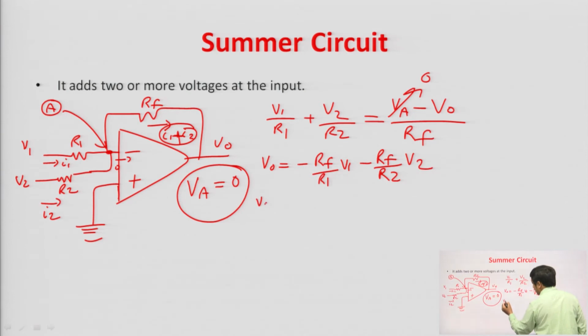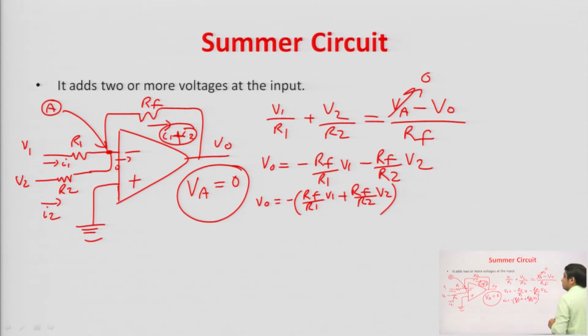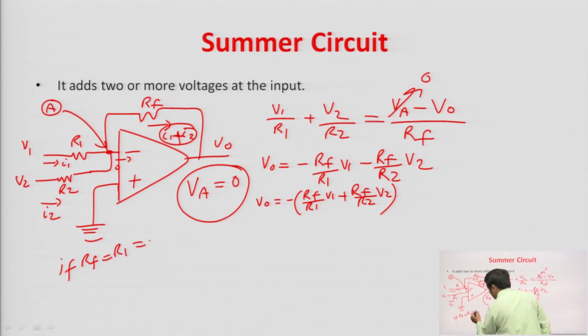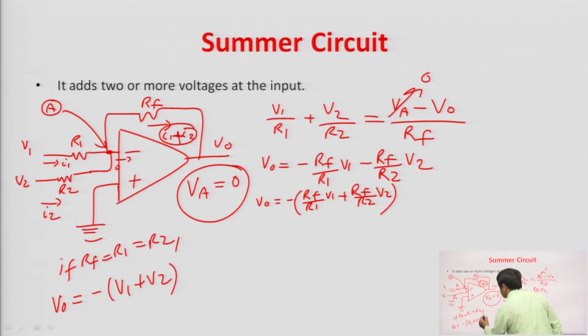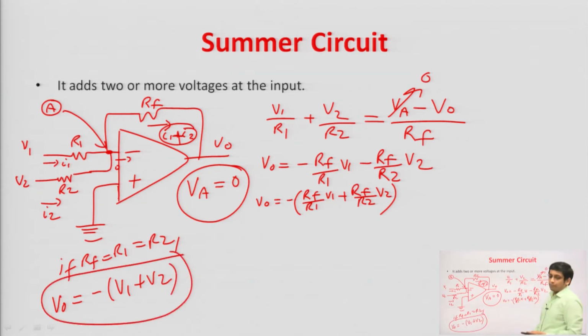If we take this minus sign common, then it will be Rf/R1 into V1 plus Rf/R2 into V2. If we consider Rf equal to R1 equal to R2, then what will be the output voltage equation? It will be equal to minus of (V1 plus V2). So, it means that the output voltage is the summation of the two input voltages V1 and V2, right.